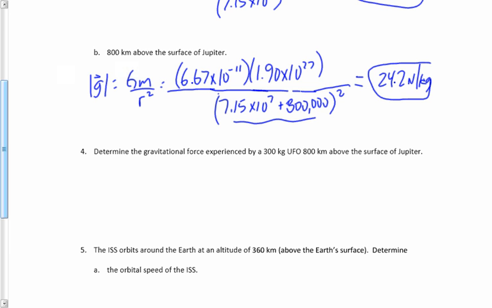4. Determine the gravitational force experienced by a 300 kilogram UFO 800 kilometers above the surface of Jupiter. Well, trying to find force, remember, we're not going to use a field equation. We could say this. Is that okay? M1, 300 kilograms. M2, the mass of Jupiter. R being this distance here, 7.15 plus 800,000.